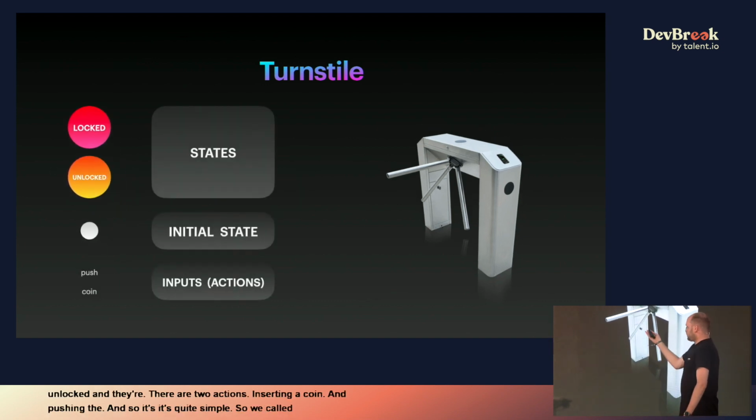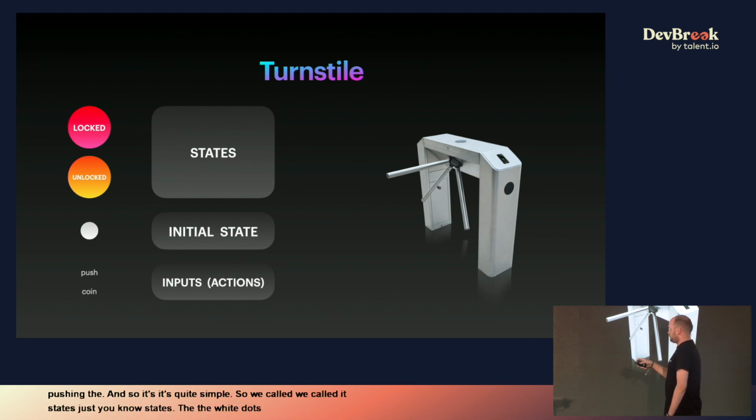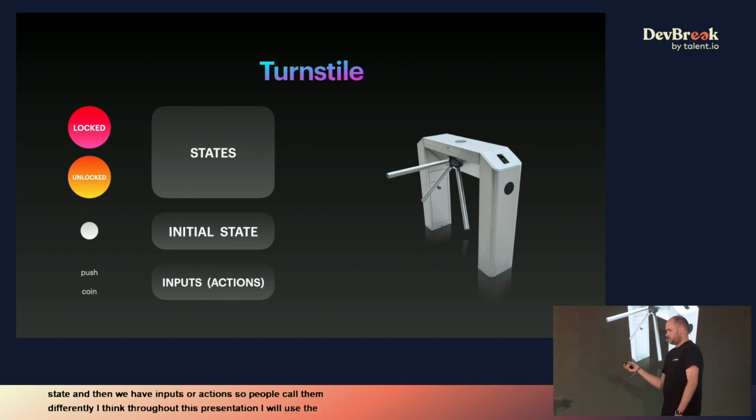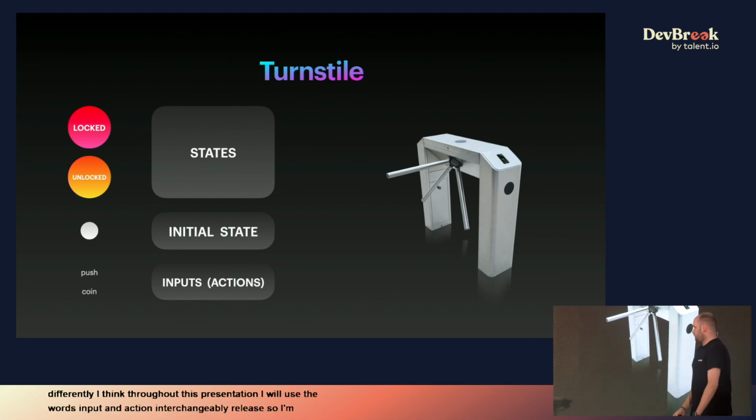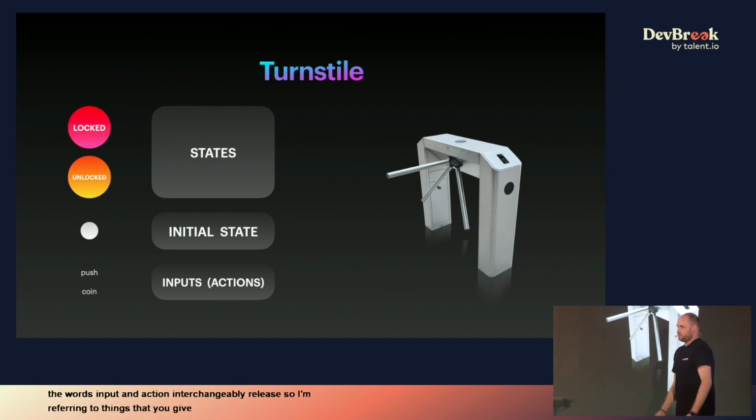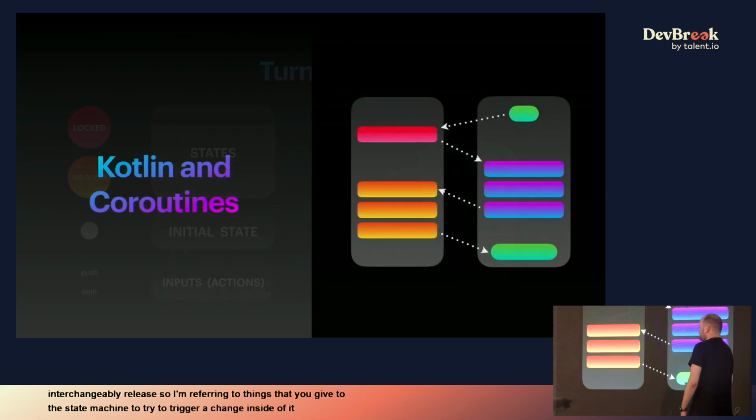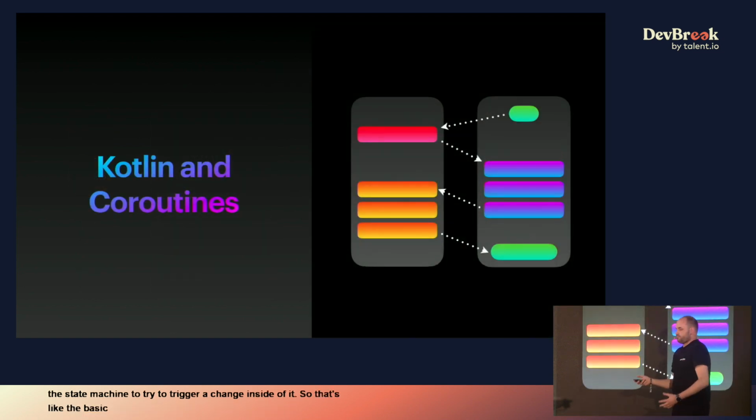So we call the states just states. The white dot marks the initial state or the first state, and then we have inputs or actions. People call them differently. I think throughout this presentation I will use the words input and action interchangeably. So I'm referring to things that you give to the state machine to try to trigger a change inside of it. So that's the basic use case for a state machine.